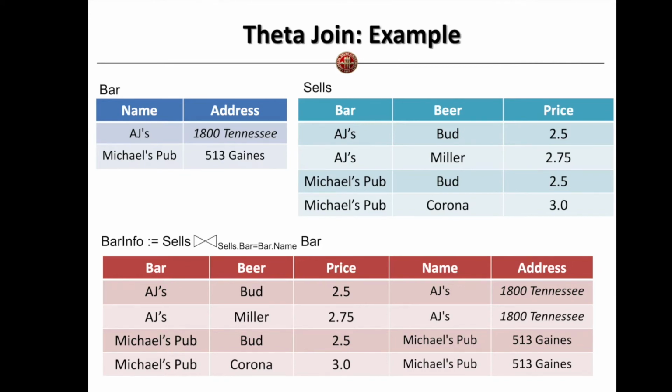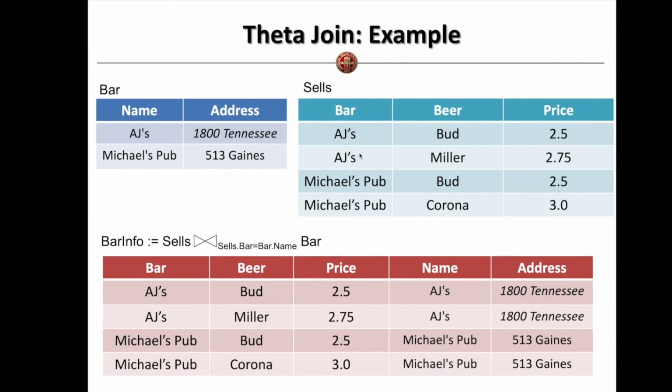Besides the bar relation, we also have a sales relation. The sales relation has three attributes: bar name, beer name, and the price. It denotes the price for the bars to sell some beers. And inside the table, we have four data tuples: Ages sales Bud, Ages sales Miller, Michael's Pub sales Bud, and Michael's Pub sales Corona. And we also show the price for the beers sold by the bars.